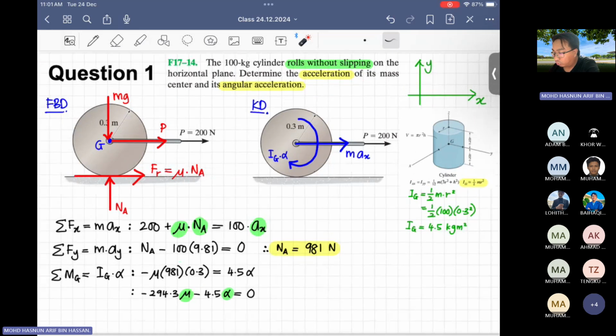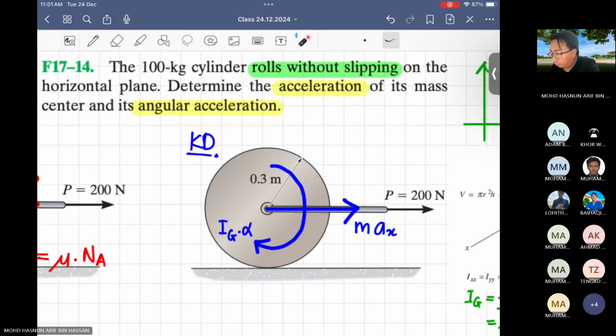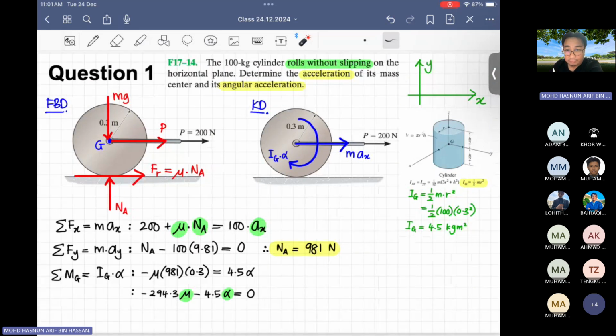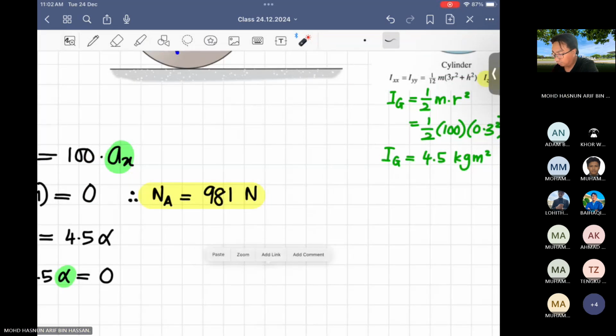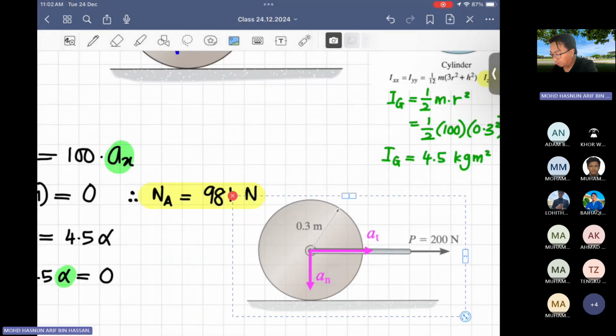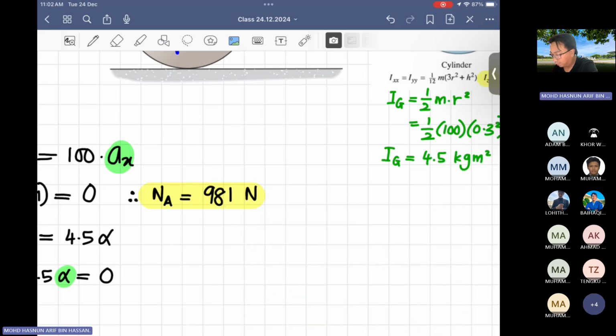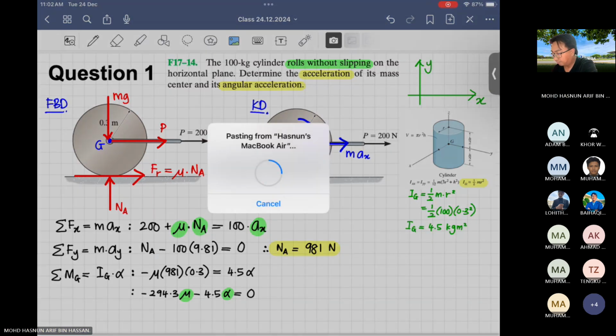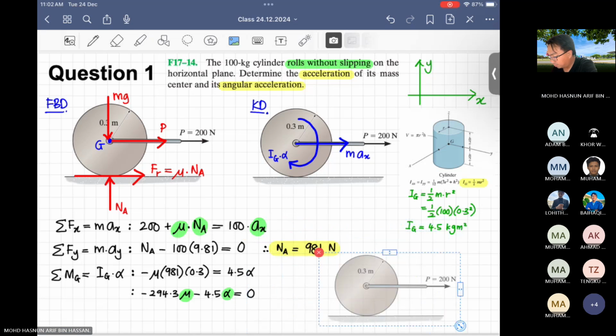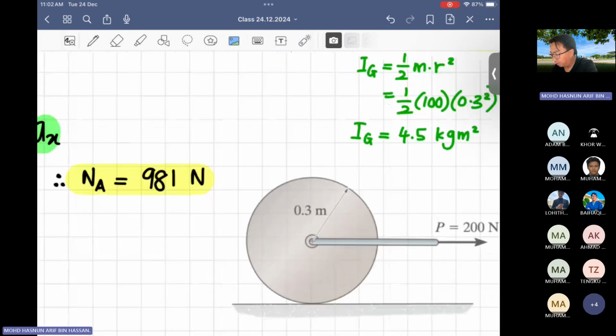So let's go back to the information that we have here, which is rolls without slipping. What does it mean by rolls without slipping? Okay, I will copy a figure so that you can understand. Wait. Okay, and I will paste it here. Wait, let me just copy this. Okay. So this is the figure that we have. I will zoom in here.